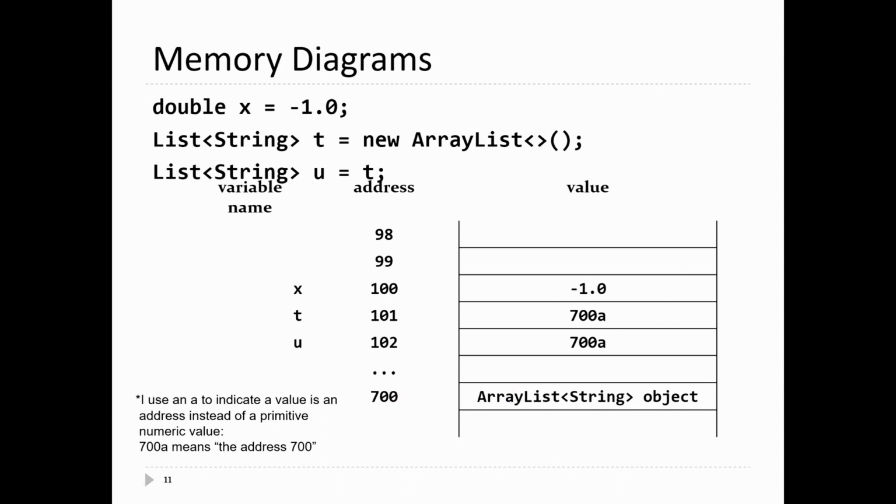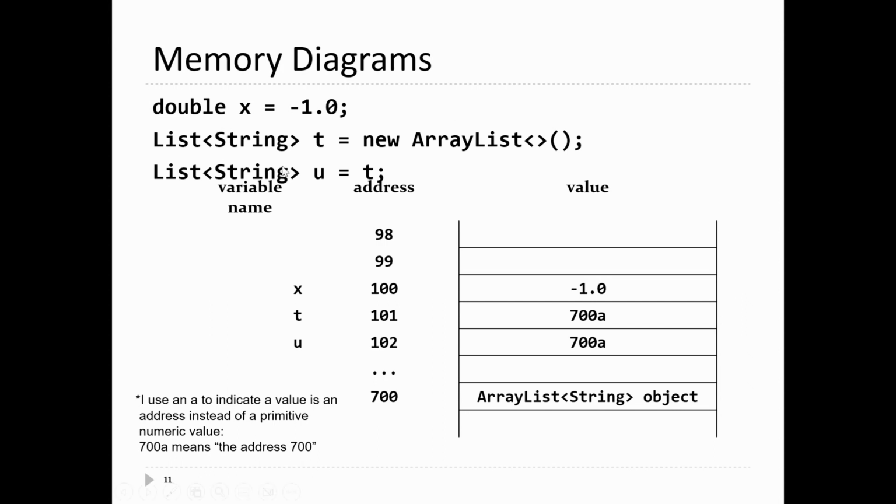The value that's stored in t is the address, so it's the middle column. It's the value in the middle column belonging to that ArrayList object, where it's located in memory. I'm always going to use an A after the number to indicate that this is an address. So 700A means the address 700, to distinguish it from a regular plain old int.